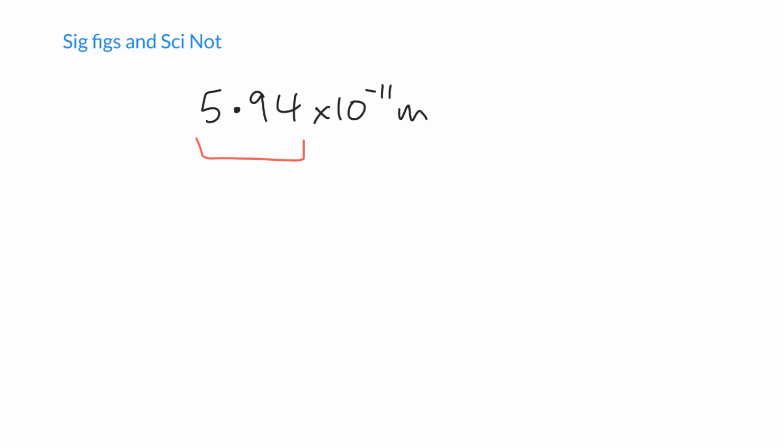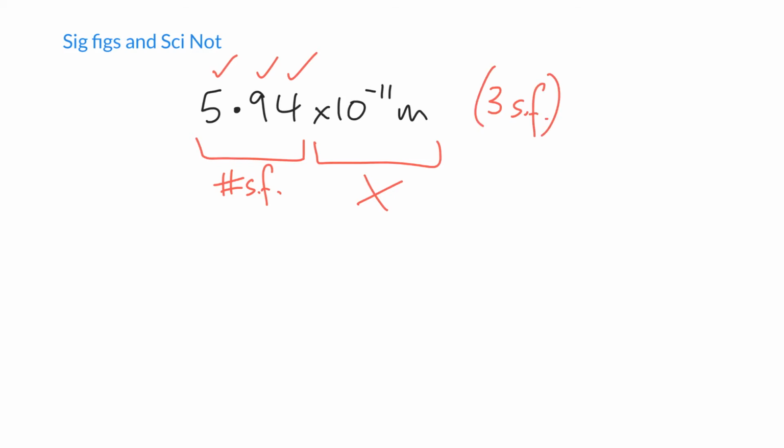So all you got to do to find the number of sig figs is look at this front part of the number here. So this part basically you can ignore, and this part just gives you the number of sig figs. So if you've got 5.94, all of those are non-zero, so that would be 3 significant figures.